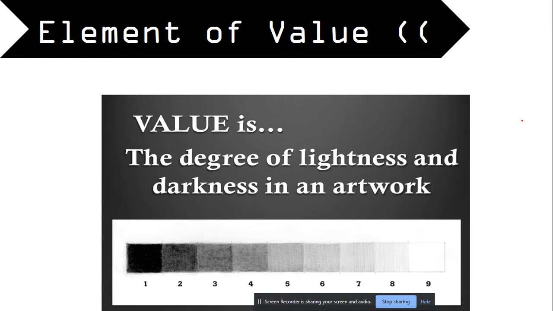And then we also have these elements of value. Value is the degree of lightness and darkness in an artwork, as what I have showed you earlier. So this is the low in value, and number nine is the highest in value. This number one is the lowest in value, and number nine is the highest in value.